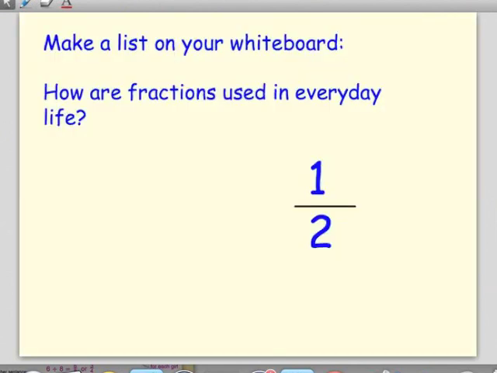Okay. I want you now to make a list on your whiteboard. Write down as many ways as you can think of that we use fractions, or someone that you know uses fractions in their everyday life. And then press play when you're ready to discuss them.